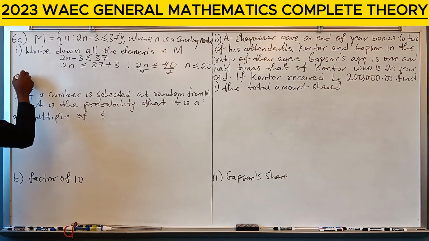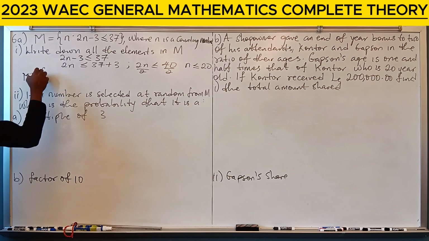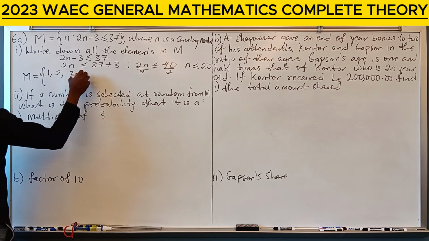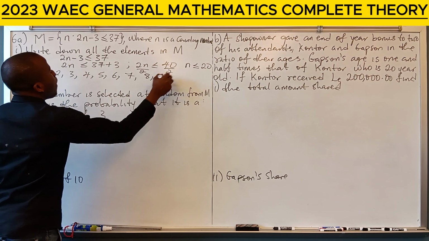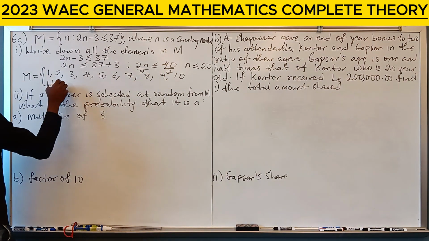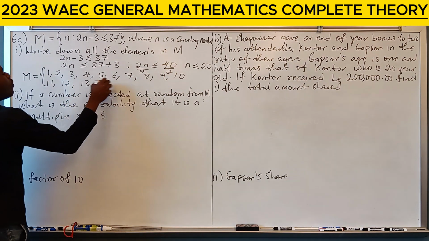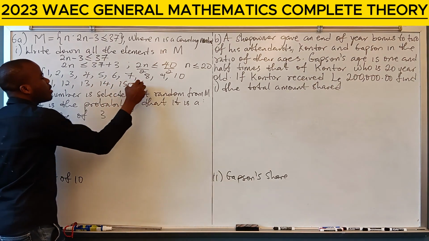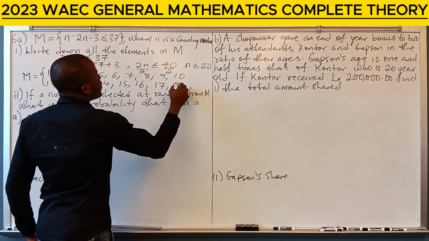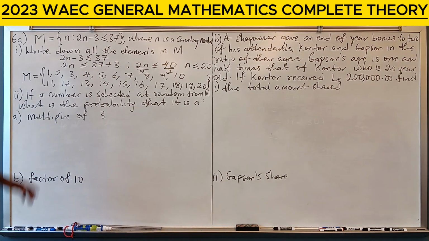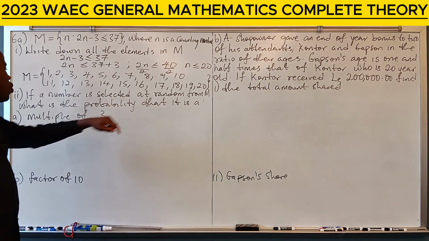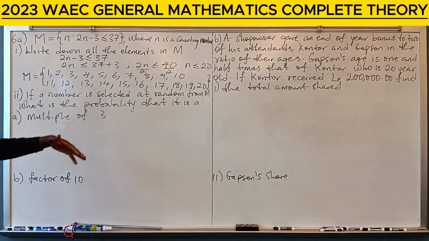Now, M will be the set of 1, 2, 3, 4, 5, 6, 7, 8, 9, 10, 11, 12, 13, 14, 15, 16, 17, 18, 19, 20, inclusive. If a number is selected at random from M, what is the probability that it is a multiple of 3?